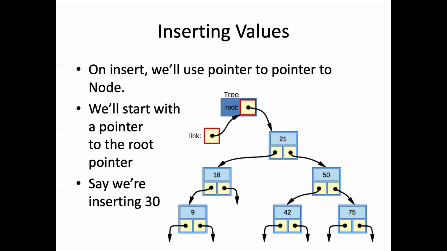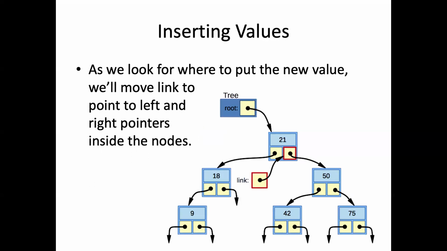But since 30 goes to the right of 21, when I find a place for that 30 to go, I'm going to descend this tree. And since 30 is bigger than the 21, I want to descend it into its right subtree. So when I notice that 30 is bigger than 21, I want to move link ahead and now have it point to the right pointer inside that root node. And then I think of it as keeping up with it now, this node with the 50 in it.